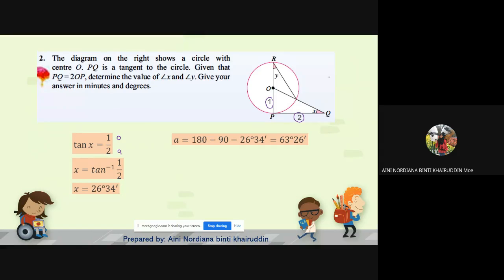Next, the value of y. Since this is 90 degrees, first you can calculate this angle. And then this angle, you can divide by 2 to get the value of y. This is angle y. So you can calculate this angle first and then you divide by 2.